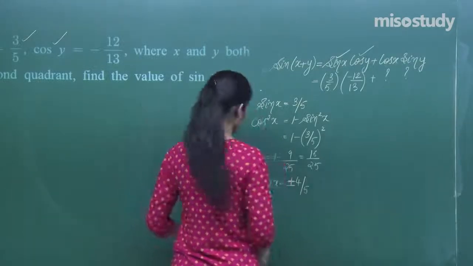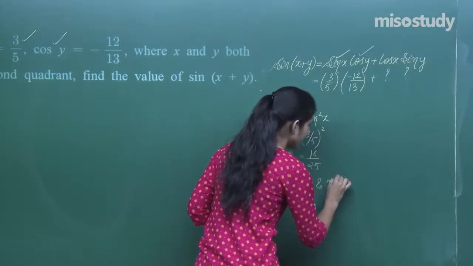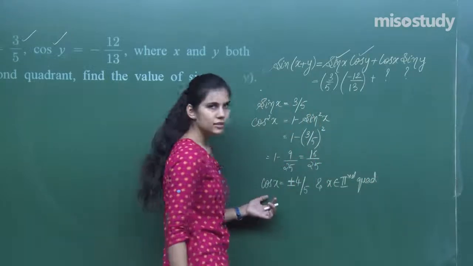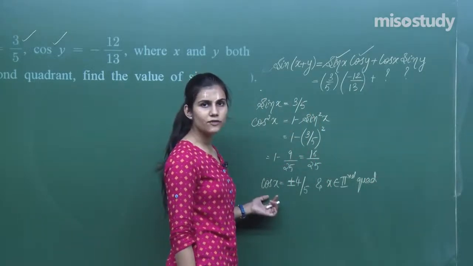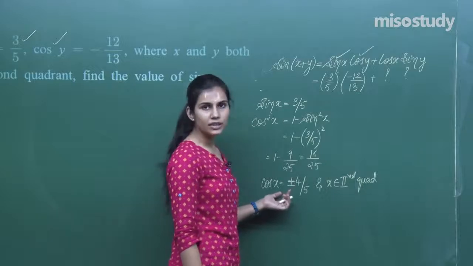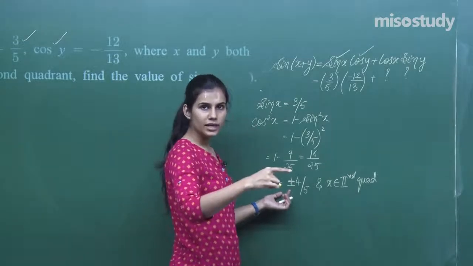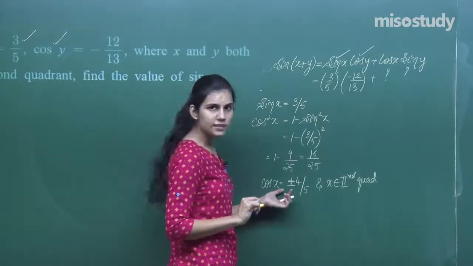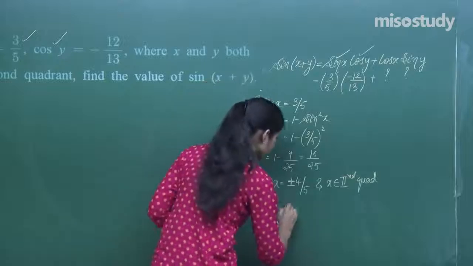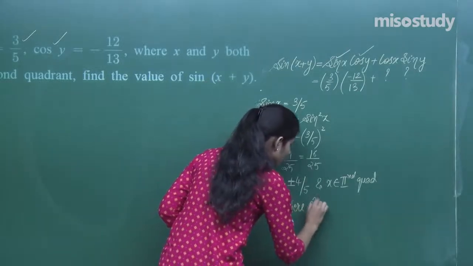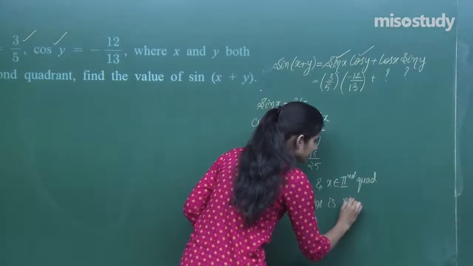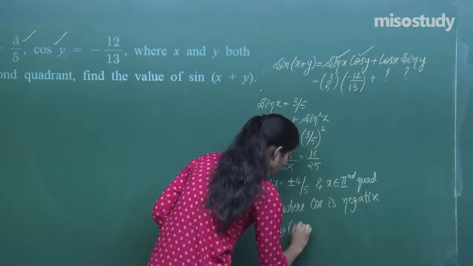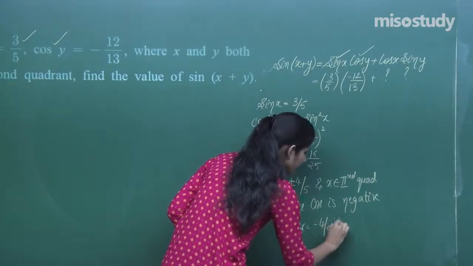X is lying in the second quadrant. In the second quadrant, according to sign convention, is cos positive or negative? If the angle is lying in the second quadrant, according to the ASTC rule, sine and cosec are positive, rest everything is negative. So if x is lying in the second quadrant, cosine ratio is negative. This implies cos x will be equal to minus 4/5.